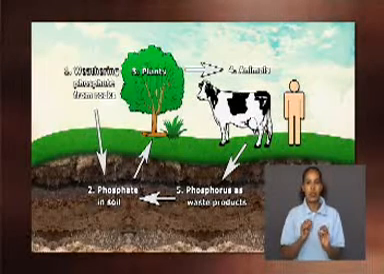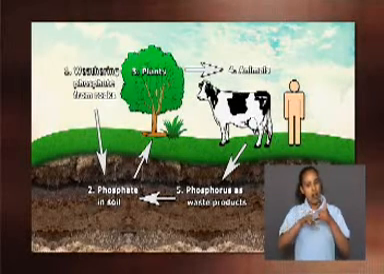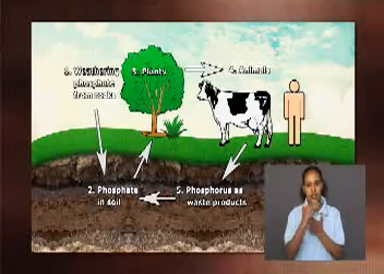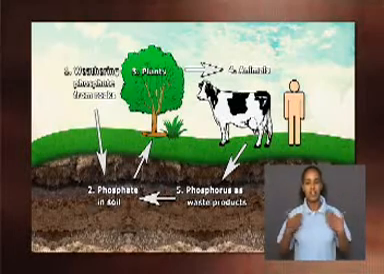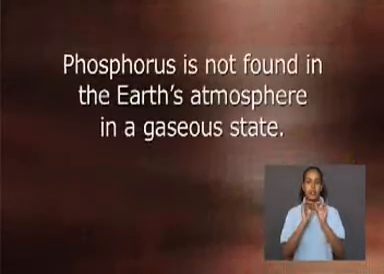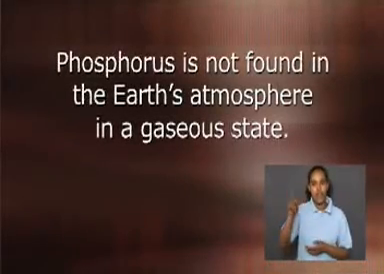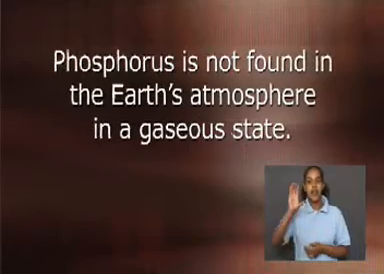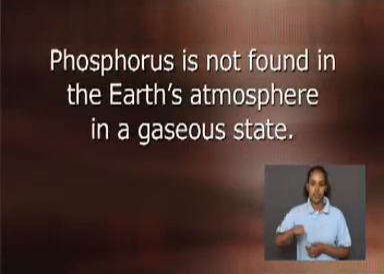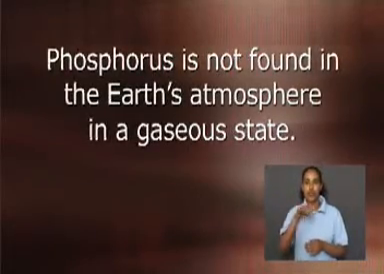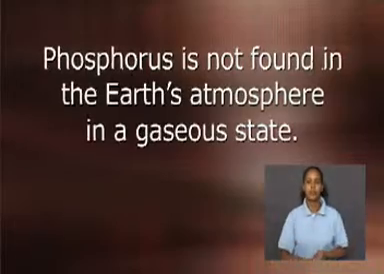Students, I'm sure you enjoyed the last two lessons. This lesson is going to be equally fascinating. Let us begin. The main difference between the phosphorus cycle and the carbon and nitrogen cycles is that phosphorus is not found in the Earth's atmosphere in a gaseous state. Both carbon and nitrogen are found in a gaseous state.